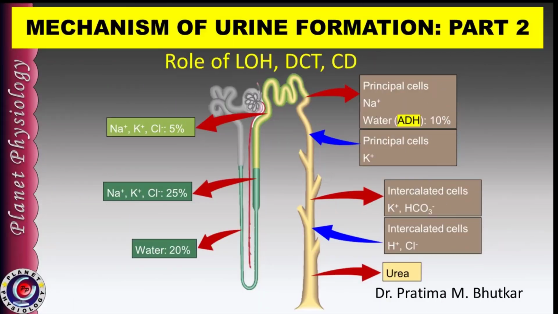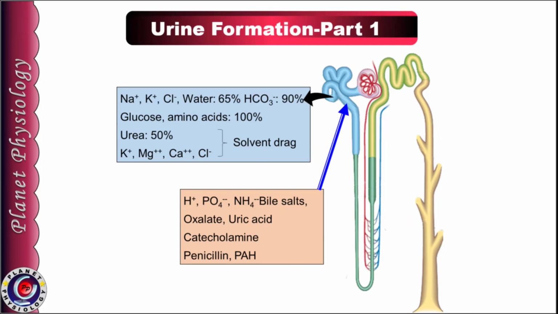Today we shall study the second part of the mechanism of urine formation, that is, the role of loop of Henle, distal convoluted tubules and cortical and medullary collecting ducts. In the previous part we have seen that proximal convoluted tubules reabsorb 100% of filtered glucose and amino acid, 90% of the bicarbonates and 65% of sodium and water.